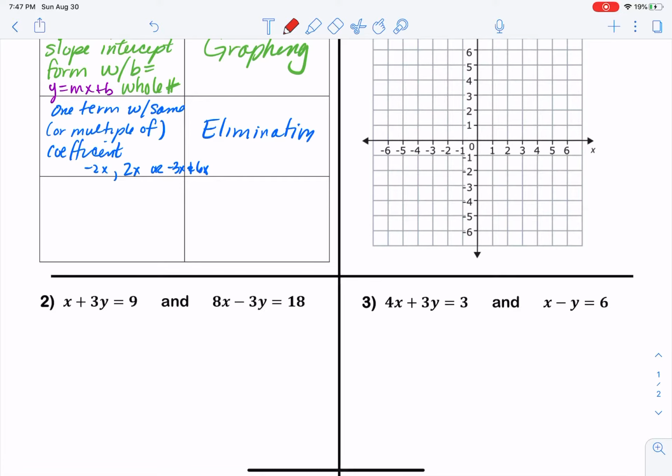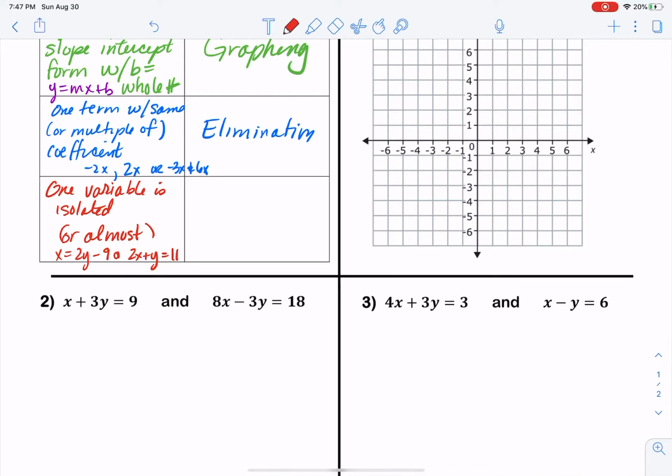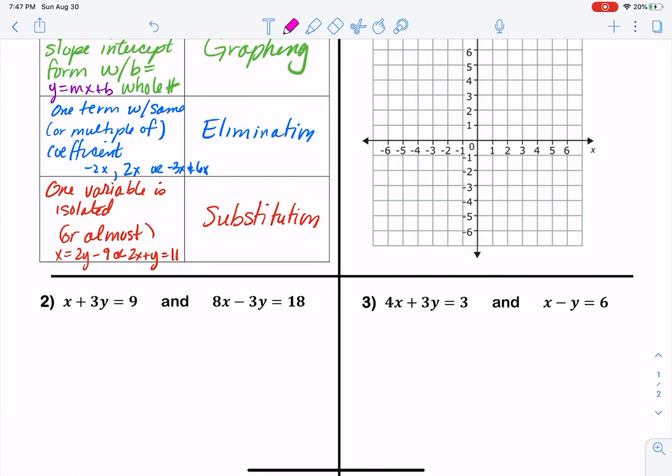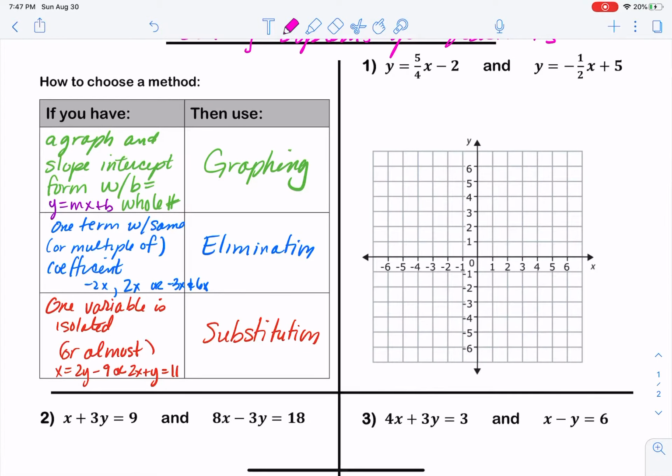Finally, if you have one variable that's isolated or almost isolated, like x equals 2y minus 9 or 2x plus y equals 11, those are some examples of that. Then you can use substitution. So we're going to go through and do one problem of each, just so that you can see how each method works again and recall why it's best.